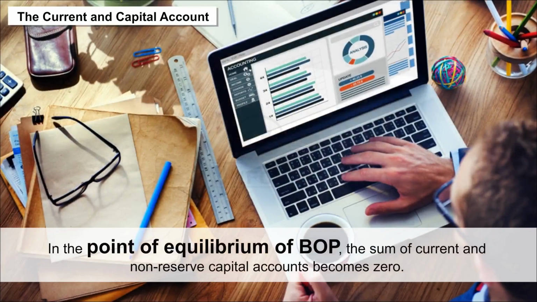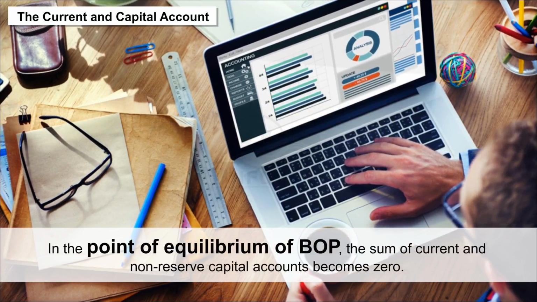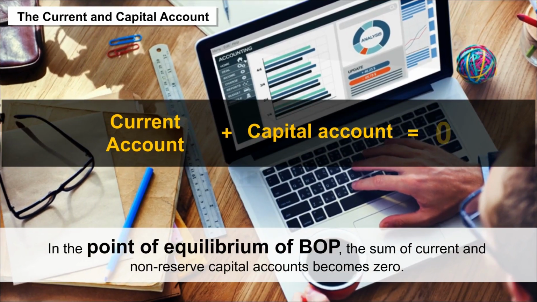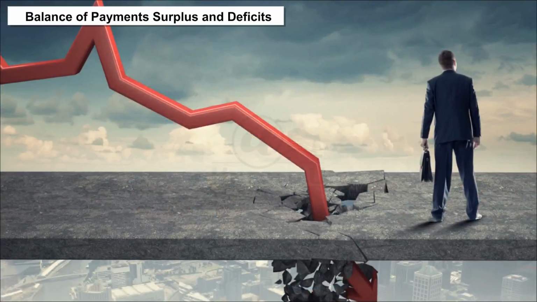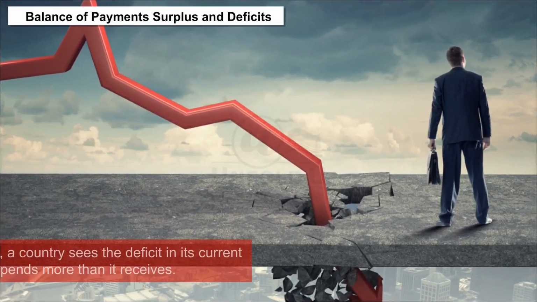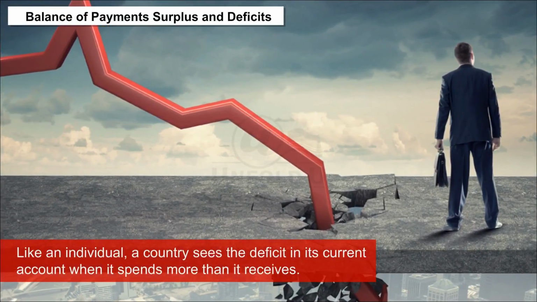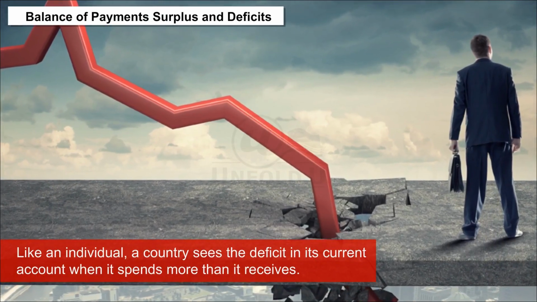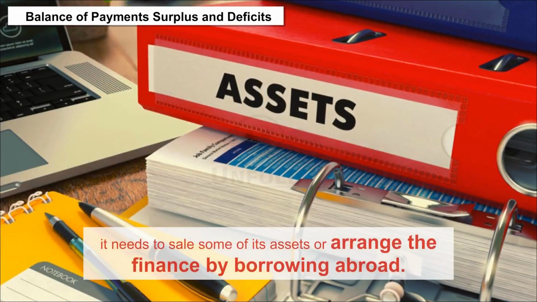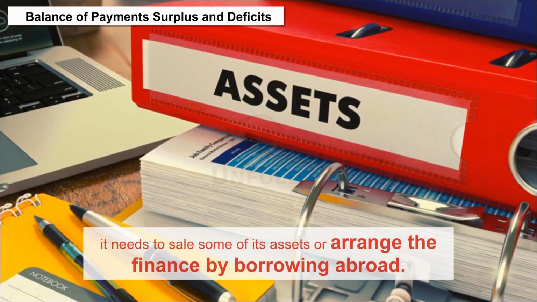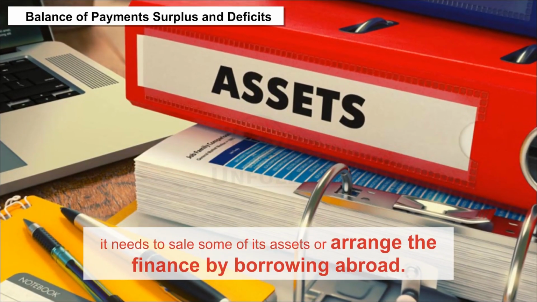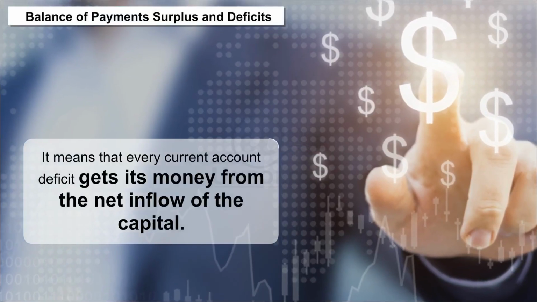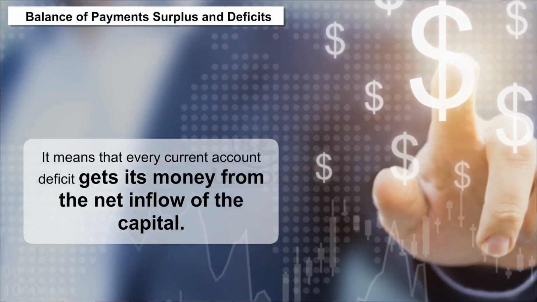Thus, at the point of equilibrium of the BOP, the sum of the current and non-reserve capital accounts becomes zero. Balance of payments surplus and deficits. Like an individual, a country sees deficits in its current account when it spends more than it receives. It needs to sell some of its assets or arrange finance by borrowing from abroad. It means that every current account deficit gets its money from the net inflow of capital.